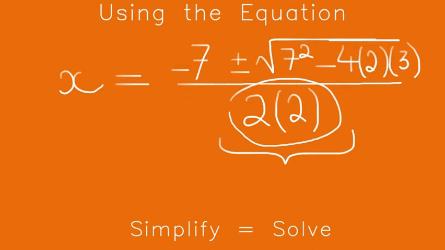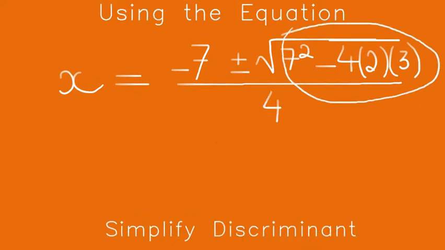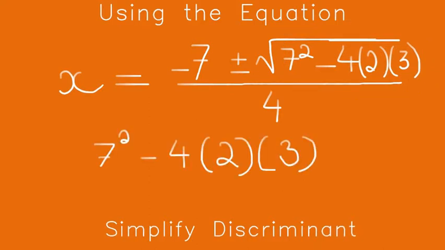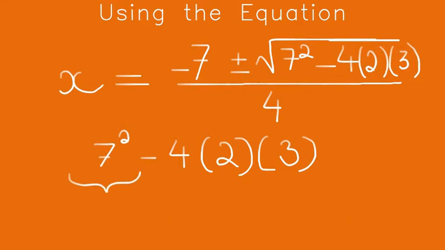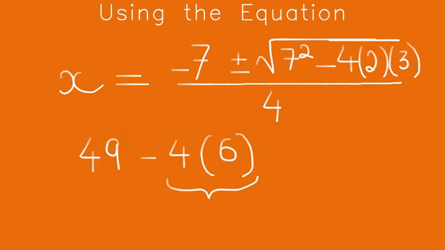Again, we're trying to simplify. 2 times 2 is equal to 4, so we are left with a 4 on that side, and the inside is going to be simplified as well. 7 squared minus 4 times 2 times 3. We simplify that one by one. 7 squared is equal to 49. 2 times 3 is equal to 6, so we're left with 4 times 6.